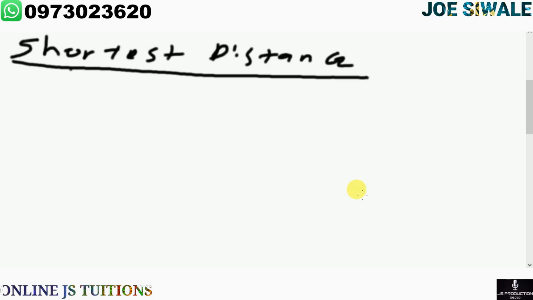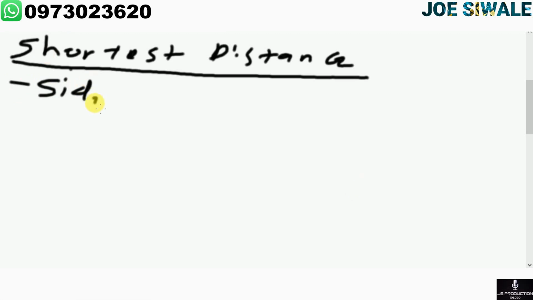So under trigonometry, we're going to proceed, and today we're going to look at shortest distance. You can calculate the shortest distance of a non-right angled triangle when you know the side and when you know the area of that non-right angled triangle. So you're supposed to know the side. You're also supposed to know the area.